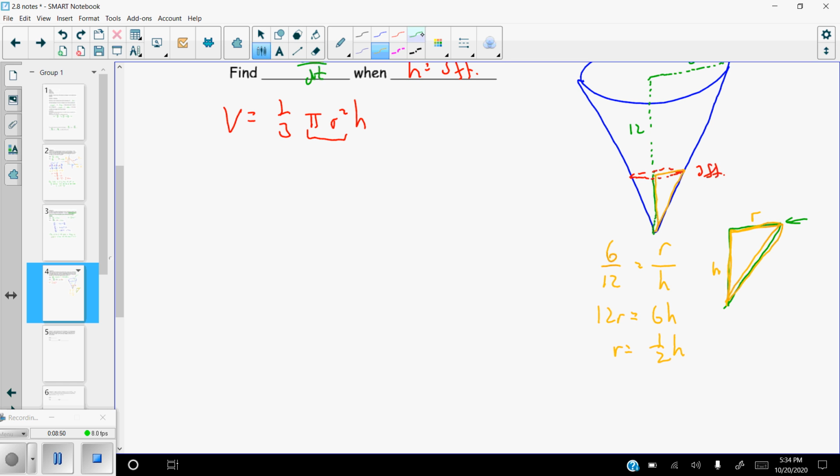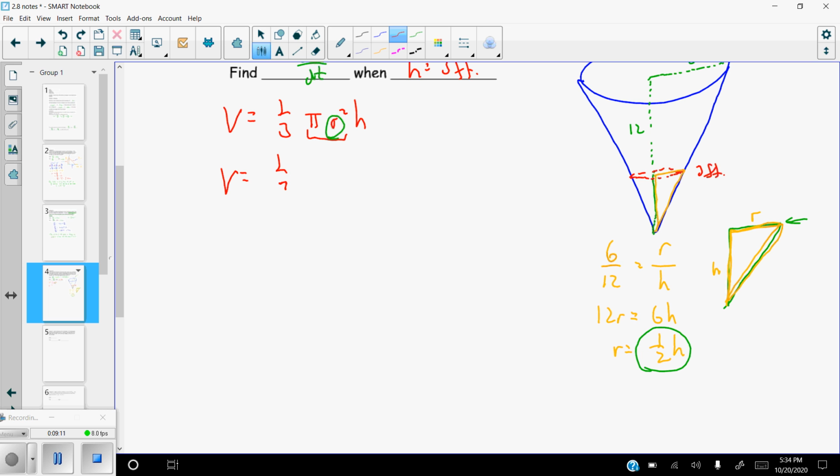The nice thing is, because now I've solved this for r, I can take 1/2 h and substitute it in for that r. What that's going to leave me with up here is an equation that only has volume and height left in it, which is good because I'm looking for how the height's changing. I know how the volume is changing, so that should be everything that I need.